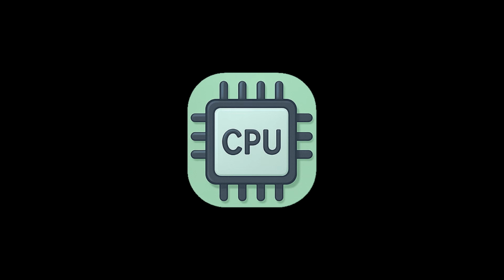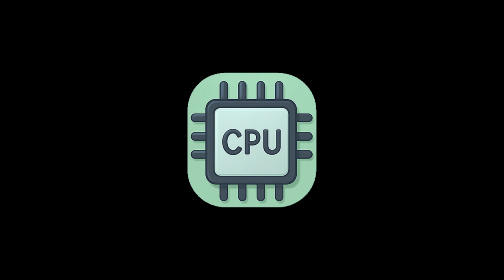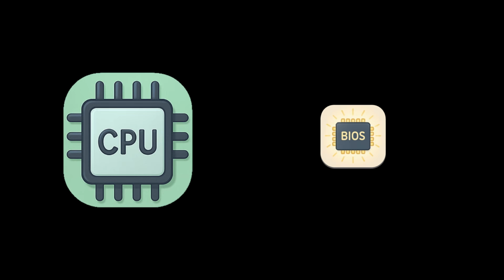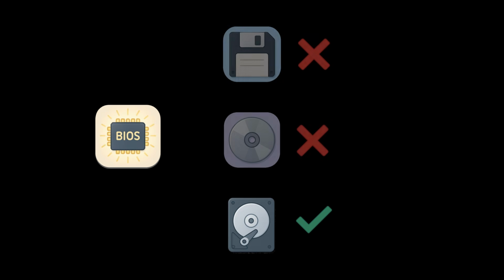When a PC powers on, the CPU has no idea about files, graphics, or even a keyboard. It just jumps to a fixed address in memory where the BIOS lives. The BIOS checks the hardware and then it looks for a bootable device. If it finds a hard drive, it will read exactly 512 bytes from the very first sector.